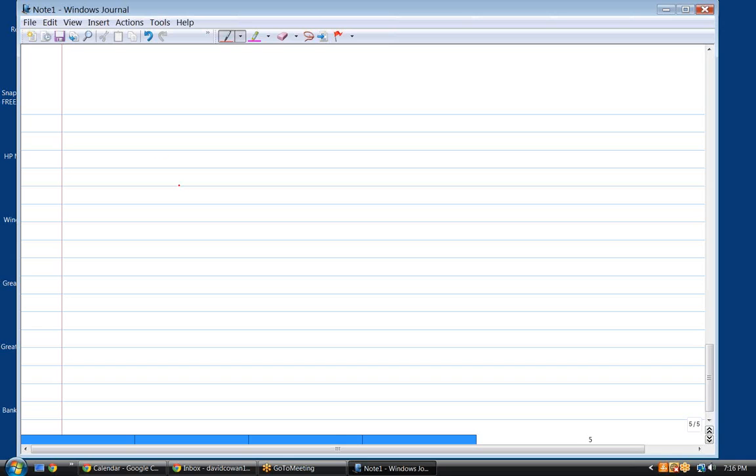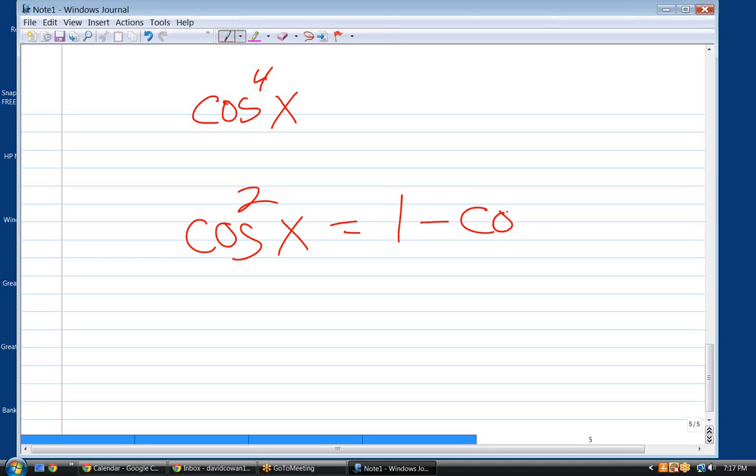Go ahead and give me the problem. Cosine to the 4th x. And we want to reduce that down. Okay, I know what this is. First of all, the reducing formula is 1 minus cosine of 2x over 2. Is that the one for sine or cosine? That's sine. Cosine is just plus. With a plus, okay.